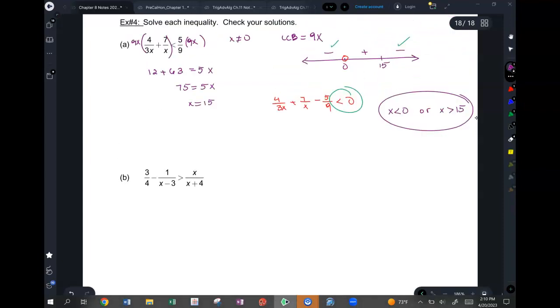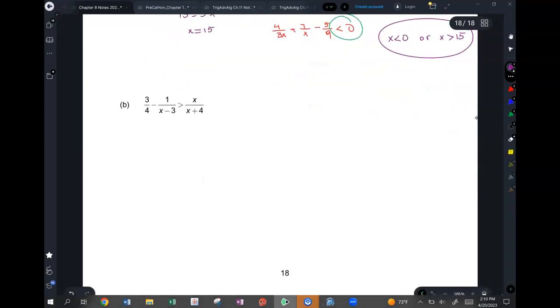Why didn't you change it to the equal side? Because it's easier to solve it that way. You don't have to. But when you get here, don't say x is less than 15. Just use x equals 15, because we just want the 15. Yeah, the 15 is the point that makes it 0. Okay, so let's do this one.